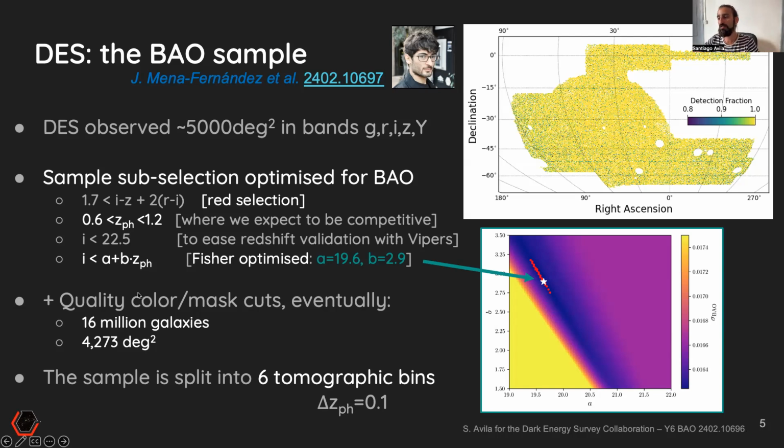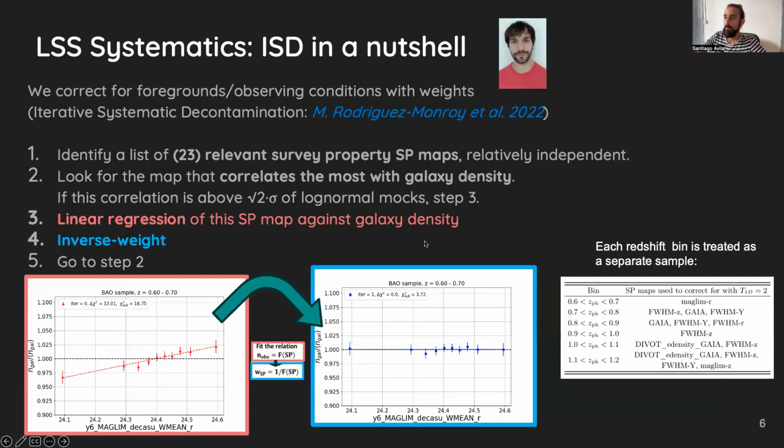Additionally, we have some quality cuts and mass cuts, and eventually we arrive at 16 million galaxies over 4,000 square degrees. This sample is split into 6 tomographic bins given by a width of around 0.1 in redshift. One important part is to correct for systematics from LSS systematics.